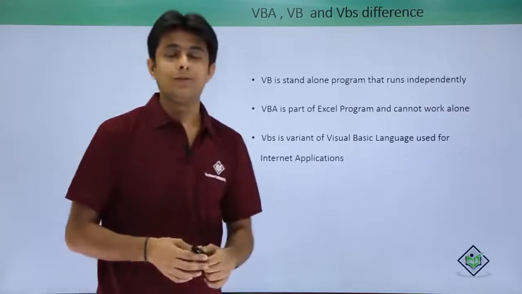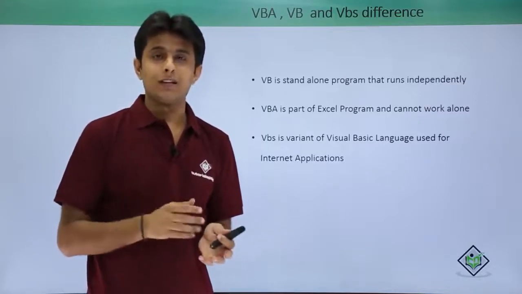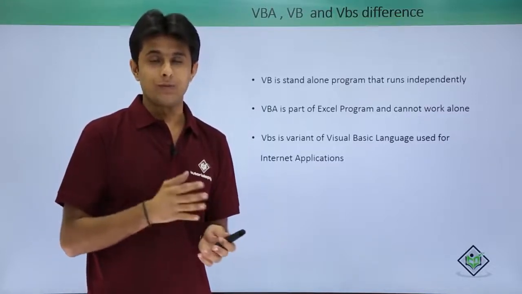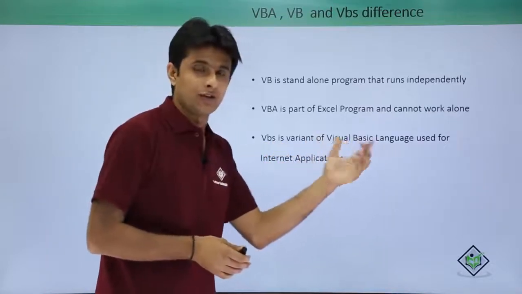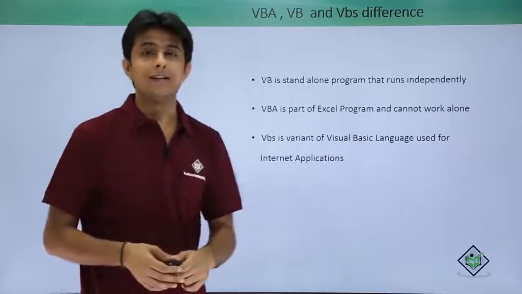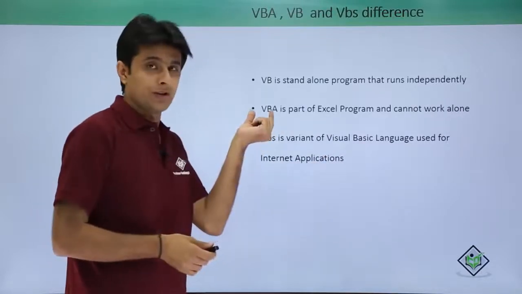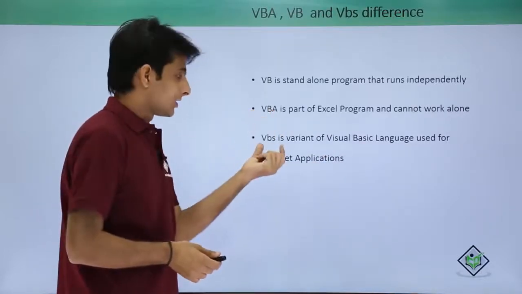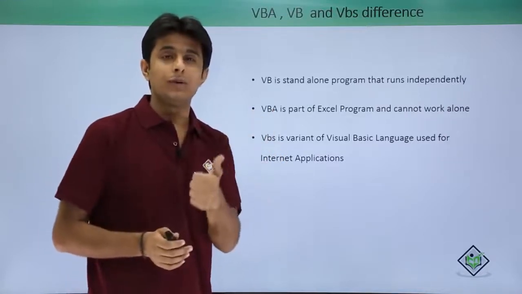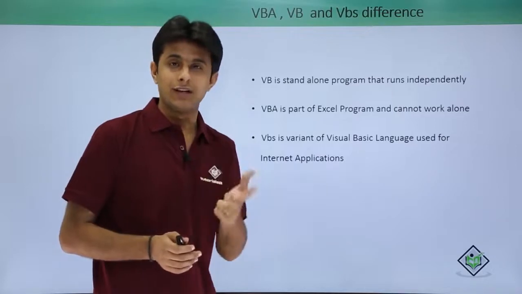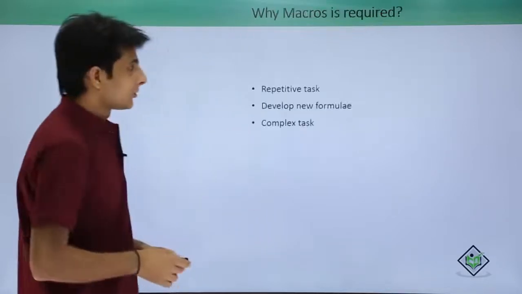And the third one is VBS. What exactly is VBS? It is nothing but the Visual Basic Scripting language. It is a variant of the Visual Basic language which is specially used for internet applications. VB is used for desktop based applications, and VBS is used for internet based applications. I hope you understood the difference. VBA, VB and VBS are three different languages. So let's see the next one.